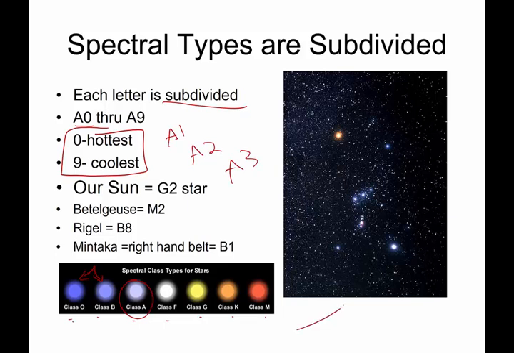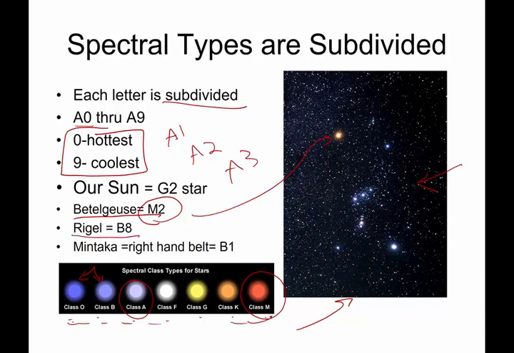For example, here is our good friend Orion. And let's look at a few stars that are here. First off, Betelgeuse is an M2. Now, if you didn't know which star here was Betelgeuse, you would be able to say M2, let's see, M is a red star. Ah, that must be Betelgeuse, and it is.